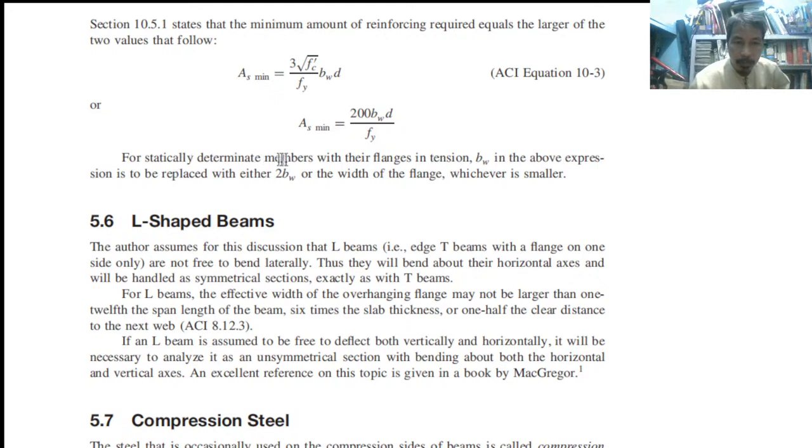For statically determinate members with their flanges in tension, BW in the above expression is to be replaced with either 2BW or the width of the flange, whichever is smaller. The width of the flange is, of course, greater than BW, so the smaller one is actually 2BW. That's why it is times 2. Usually 95 to 98% of the time, that is the smaller one.